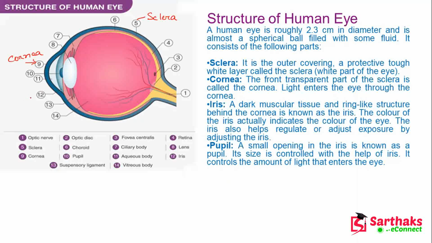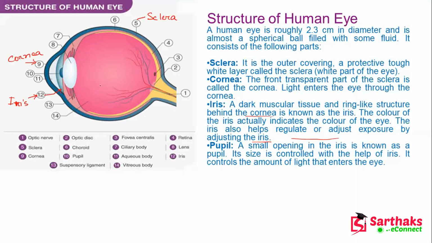This one is the iris. A dark muscular tissue and ring-like structure behind the cornea is known as the iris. The color of the iris actually indicates the color of the eye. And the iris also helps regulate or adjust the exposure.